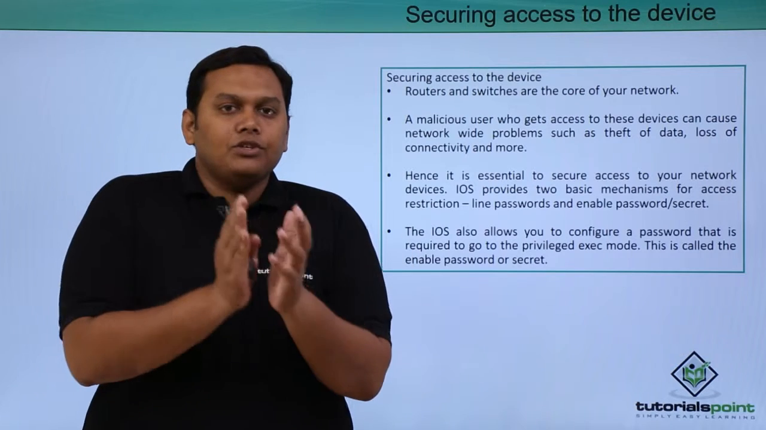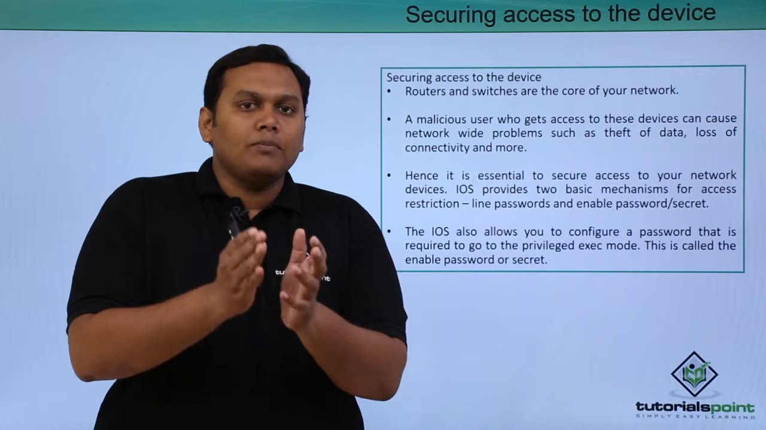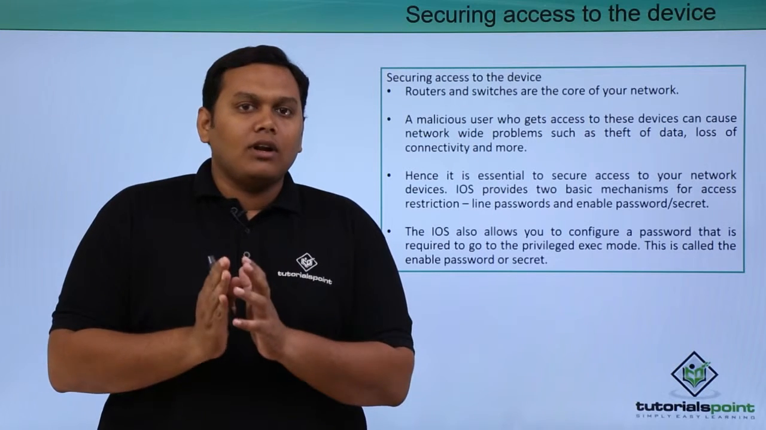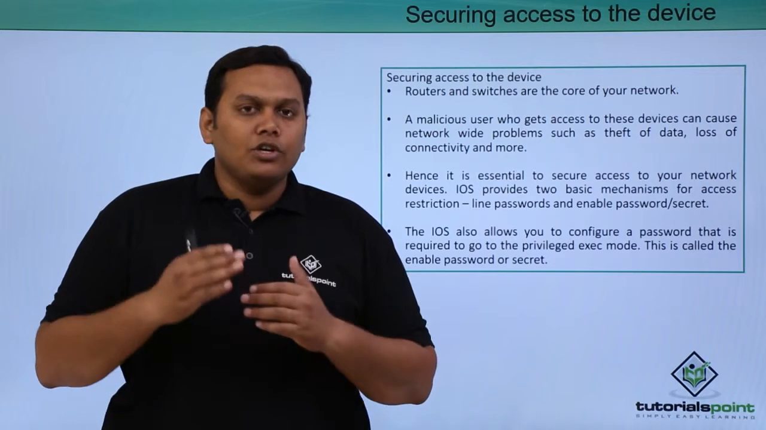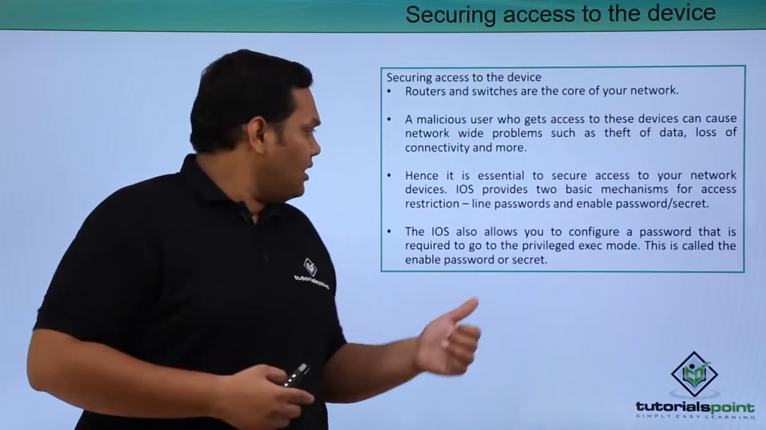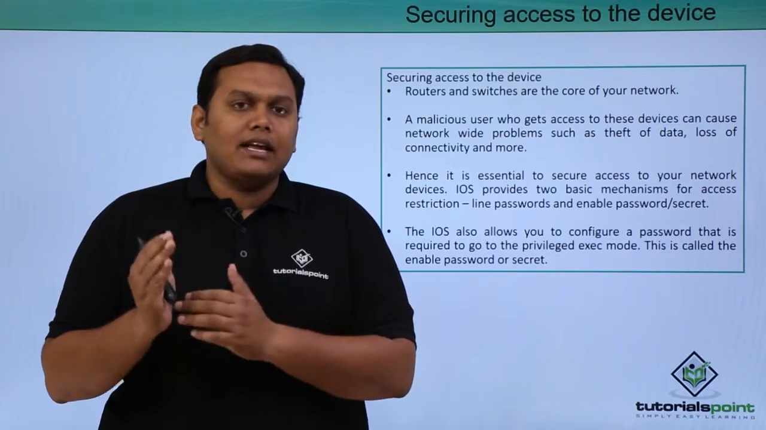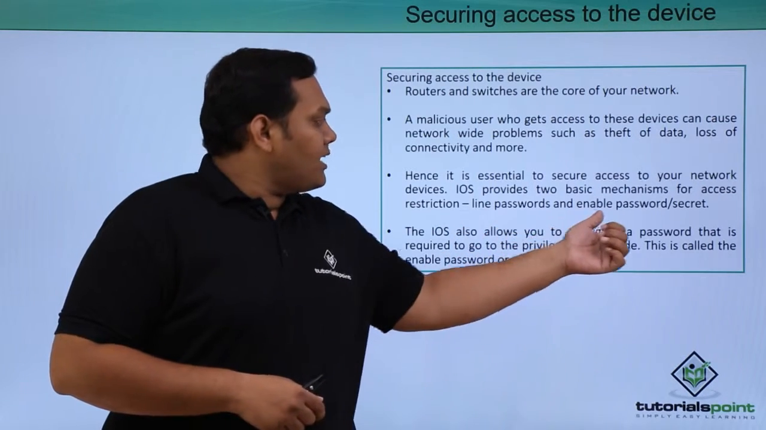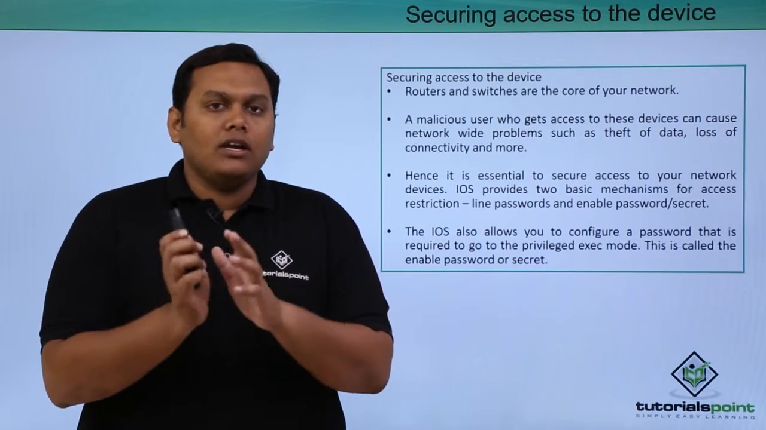If any malicious user wants to access those devices, he needs to go through a password or a step called the enable password or secret, and also the line passwords. So IOS has two mechanisms here. You can see that the restriction of malicious users can be done by line passwords and enable passwords or secrets. So how do you enable a password or a secret?